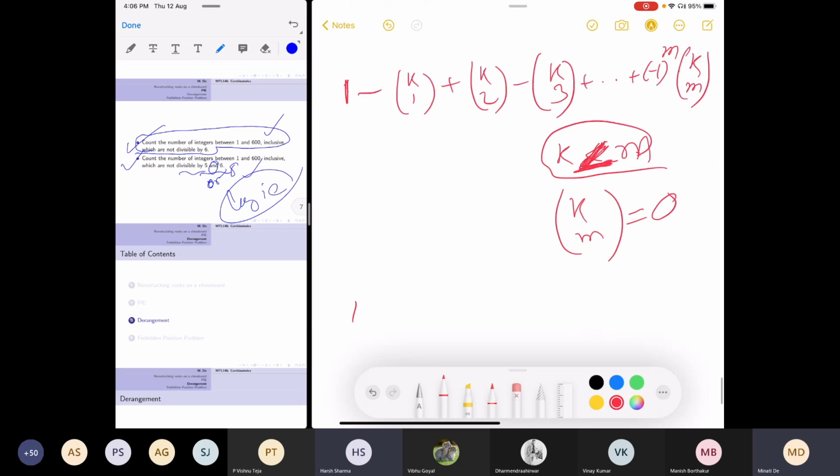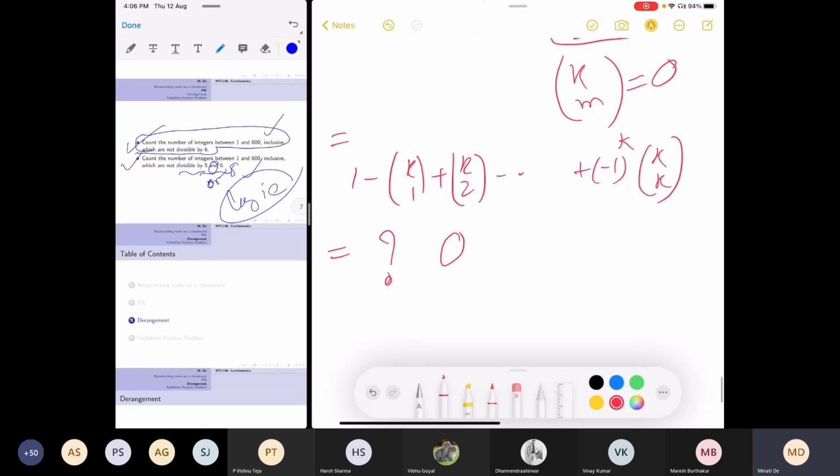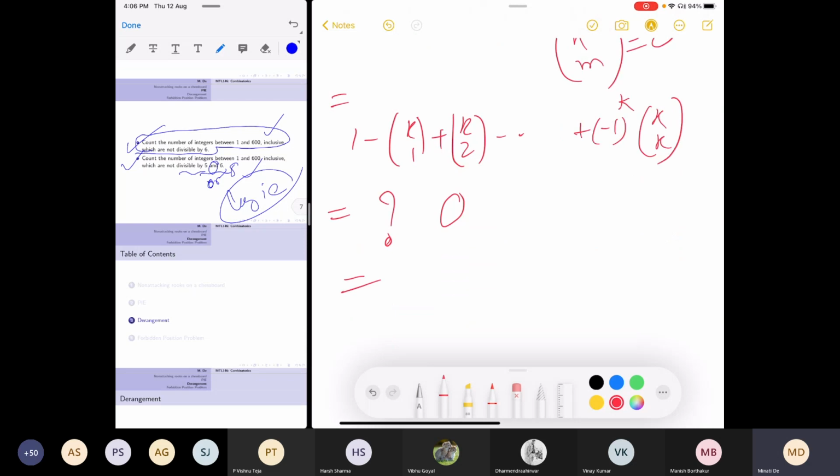So in other words, this formula you can rewrite as 1 minus k choose 1 plus k choose 2, and so on, plus (-1)^k times k choose k. And do you know what this is? It is 0. It is straightforward to say 0 because we know that it should be 0. But why is this 0? By the binomial theorem, right?